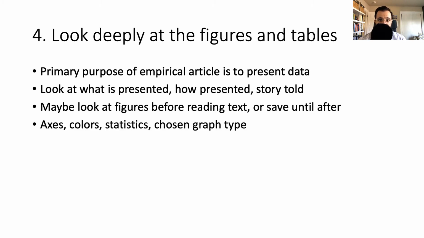But look at the axes. What are they? What are their labels? What values are on them? What colors did they choose? Are the colors meaningful? Is the separation of colors useful? Are they showing you any statistics they ran, or are they just showing you raw data? Why did they pick the type of graph they did? It's a scatter plot. Why is it a scatter plot and not a bar graph? All those kinds of thoughts can help you think more deeply about what's being shown.